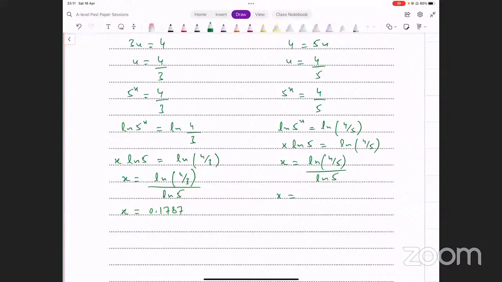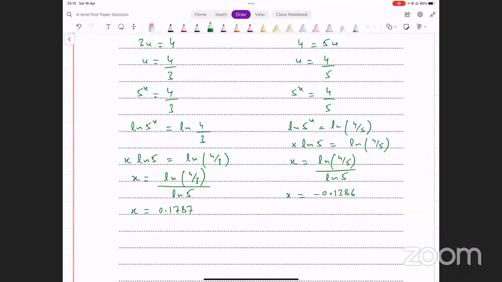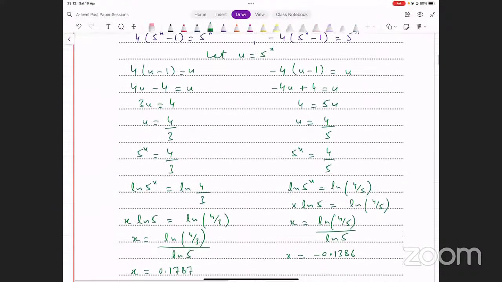Can somebody please confirm the calculations along with me as well? Just make sure that you are checking in case you're making any careless errors. ln of 4 over 5 divided by ln of 5, that is minus 0.1386. Okay, so we've got two values of x. x equals 0.1787 and x equals minus 0.1386.